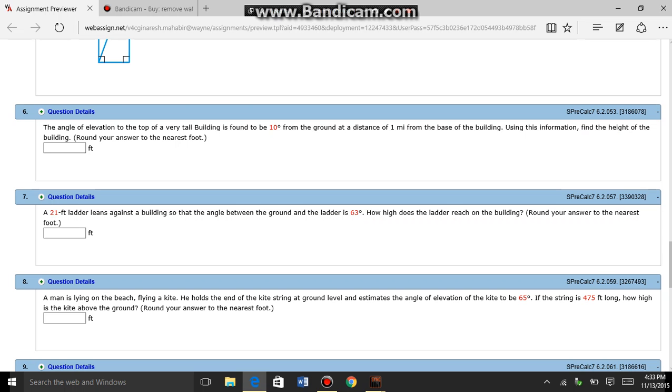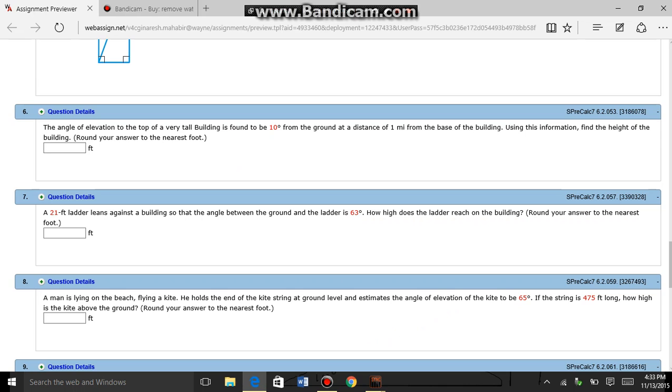Alright, so it says the angle of elevation to the top of a very tall building is found to be 10 degrees from the ground. So here's the ground. Here's a very tall building. Let's help them. Very tall. That's a terrible looking building. Here's my building. And they said the angle of elevation from this ground level is found to be 10 degrees. So this is 10 degrees, elevation.